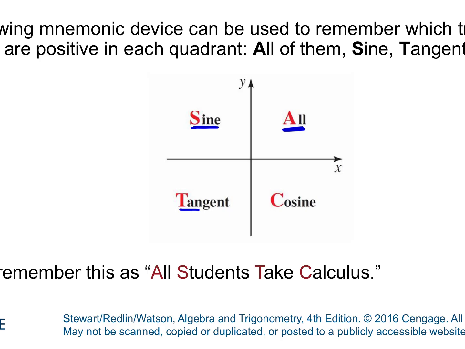If we're in quadrant 3, so this was quadrant 1, quadrant 2, quadrant 3, only tangent and its reciprocal, cotangent, would be positive. Everything else is negative. And then if we were in quadrant 4, cosine and its reciprocal, secant, would be positive. Everything else is negative. Now we can use the acronym All Students Take Calculus to help us remember which quadrant is which. Starting with the first quadrant, we have all, and then you go counterclockwise. So students take calculus.